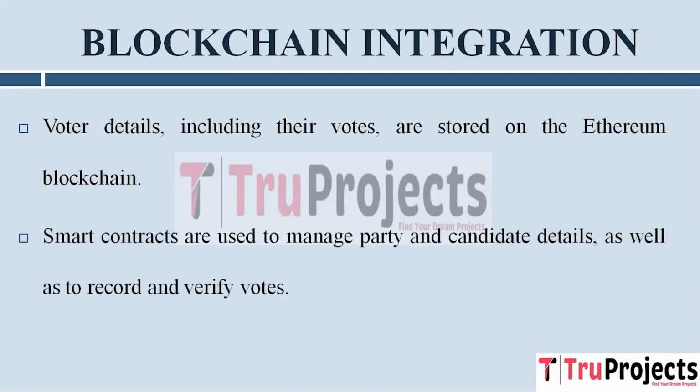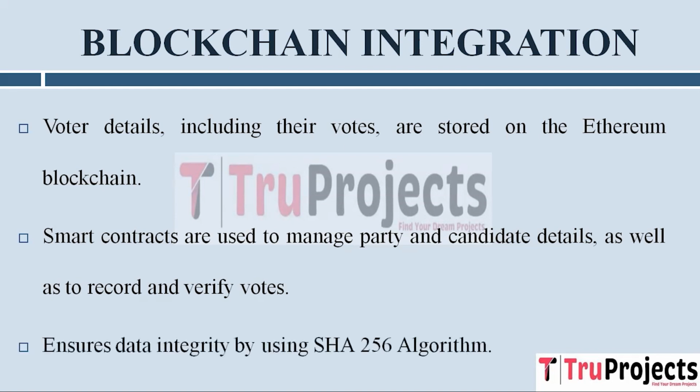Smart contracts are employed to manage party and candidate details. They store information about the different political parties and their candidates. Additionally, smart contracts are responsible for recording and verifying votes. When a voter casts a vote, a smart contract ensures that the vote is valid and follows the rules of the election. It then securely records the vote on the blockchain. This reduces the need for manual intervention, making the system more efficient and less prone to errors or manipulation.